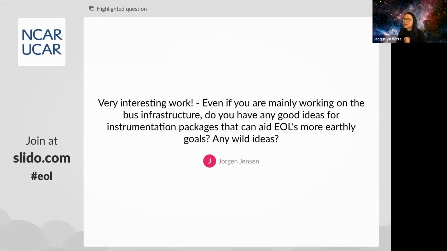We have a question from Jürgen Jensen. Very interesting work. Even if you are mainly working on the bus infrastructure, do you have any good ideas for instrumentation packages that can aid EOL's more earthly goals? Any wild ideas? There's all kinds of Earth observing technologies that people are looking at putting on CubeSats. I mentioned the radiometers, magnetometers.